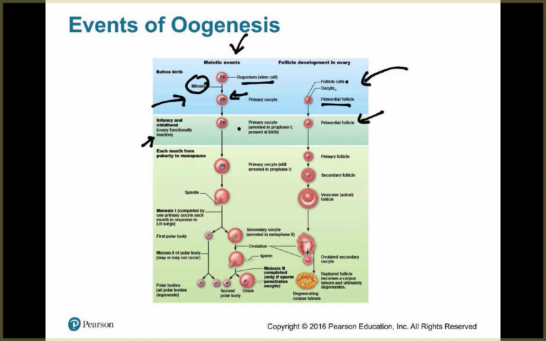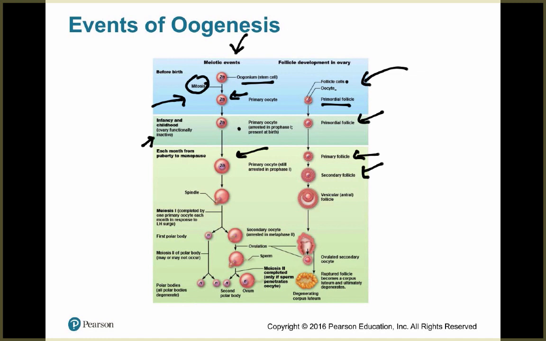Now, early month from puberty to menopause, what happens? Well, at this point, the primary oocytes are still arrested in prophase 1. So you see here, they're still at that primary follicle stage. What's going to happen is that you can see over here, the follicle is now becoming the secondary follicle, which is going to have essentially those granulosa cells surrounding it versus the regular follicle cells, right?